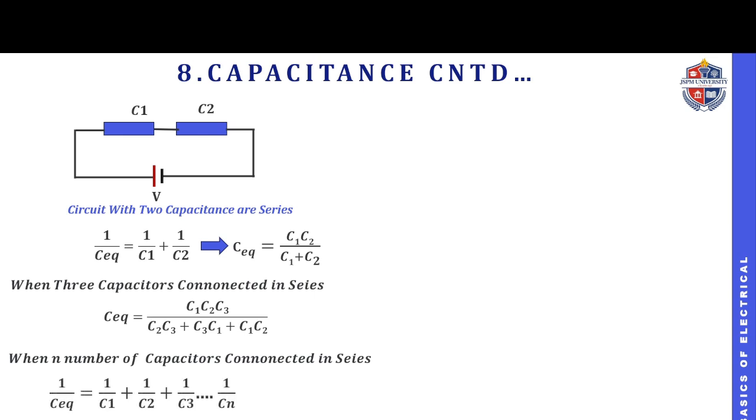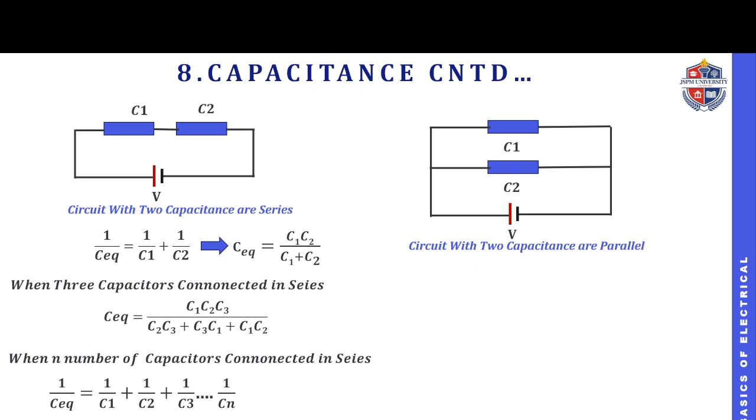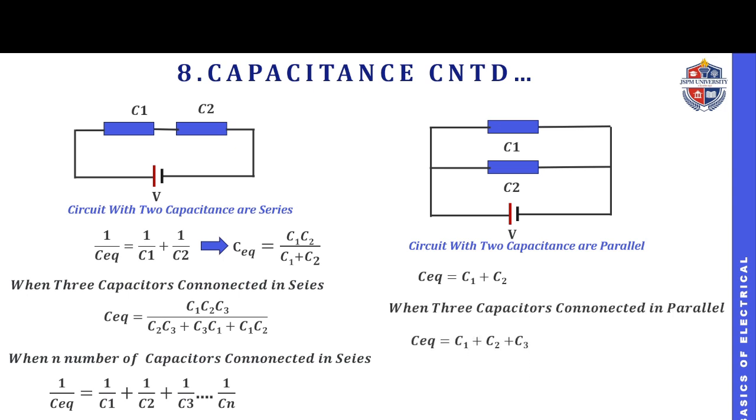plus 1 by Cn. Assume two capacitances are connected in parallel. Just the reverse of inductance and resistance, C equivalent equals C1 plus C2. Then if three capacitances are connected in parallel, C equivalent equals C1 plus C2 plus C3. When n capacitances are connected in parallel, C equivalent equals C1 plus C2 plus C3, etc., plus Cn.